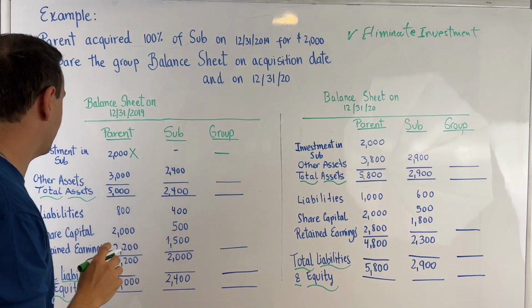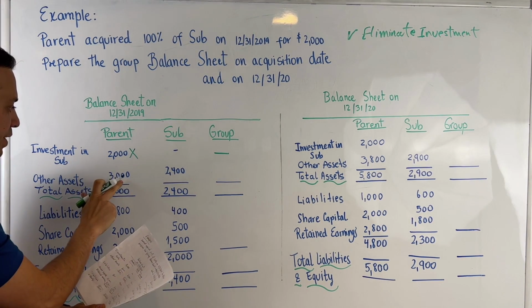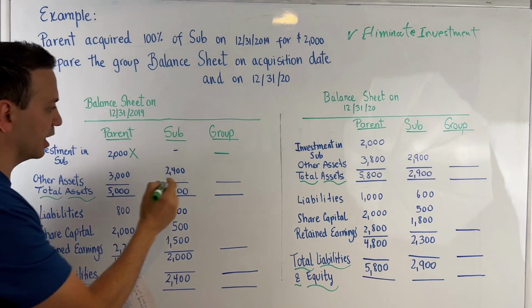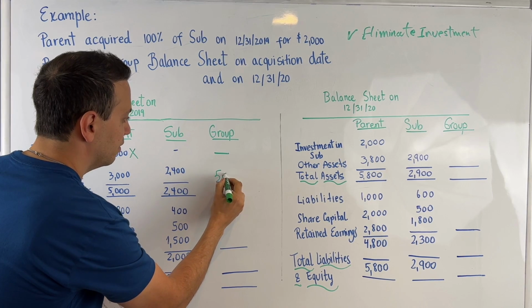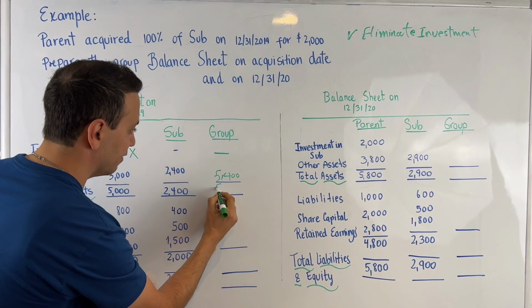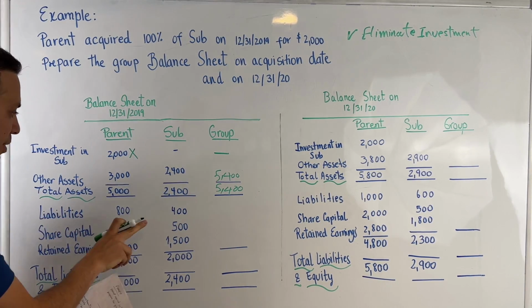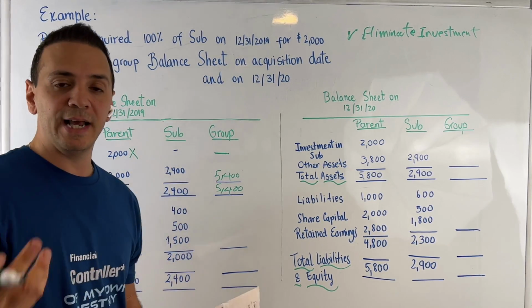That's going to be your first step. And then you're going to combine your assets and liabilities. So for other assets, you have 3,000 plus 2,400. That's going to be 5,400. And then when you add up total assets, it's going to be 5,400. Okay. Now, when you get to liabilities, as we said, we're going to combine assets and liabilities.